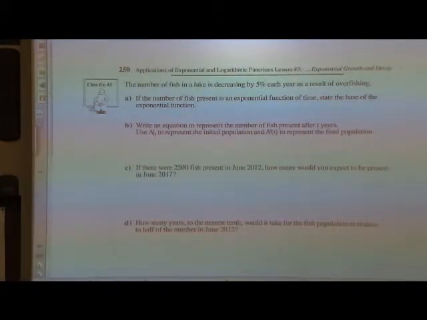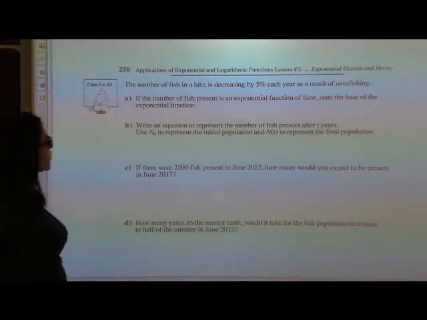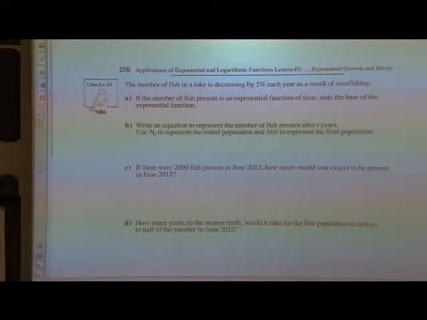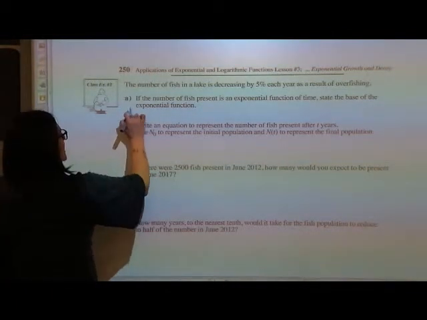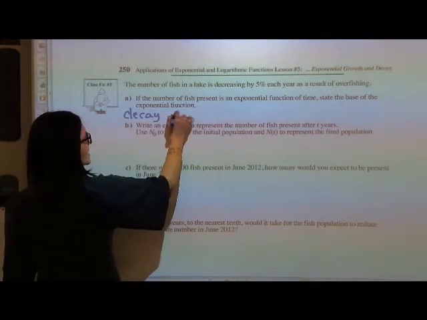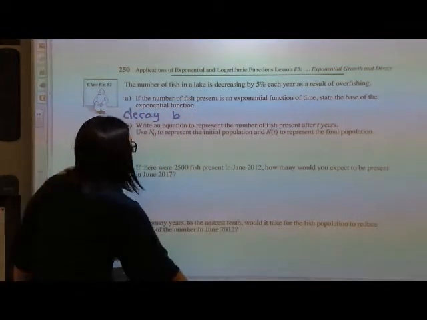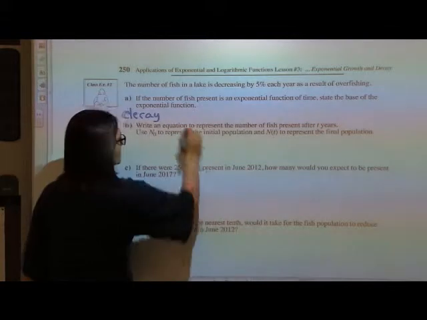Okay. Fish in a lake are decreasing by 5% per year because of overfishing. If the number of fish represented is an exponential function of time, what would be the base, which is the b value of my function? So in this case, do I have a growth factor or do I have a decay factor? It's a decay. So if it's a decay factor, it means that the value of b has to be between 0 and 1.